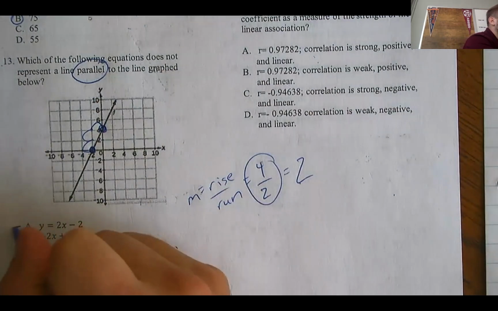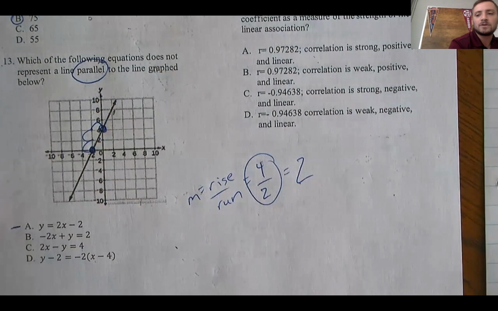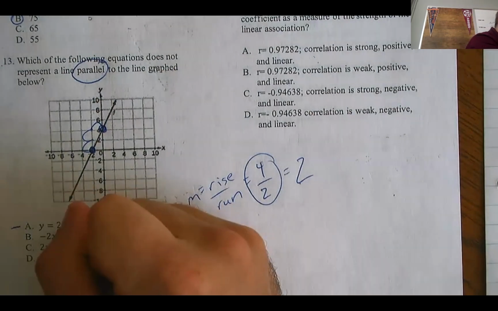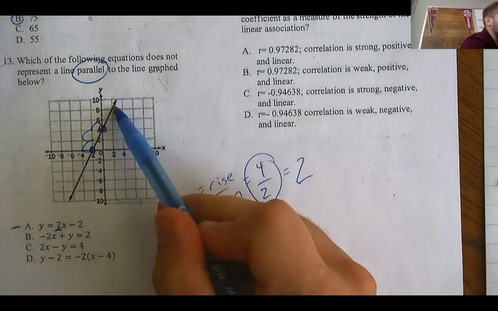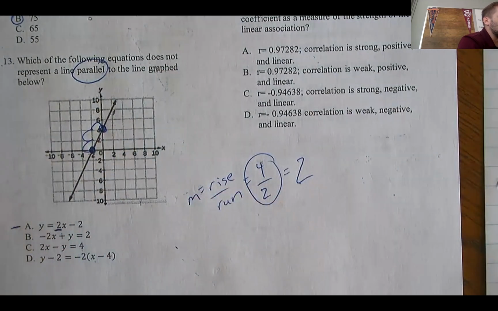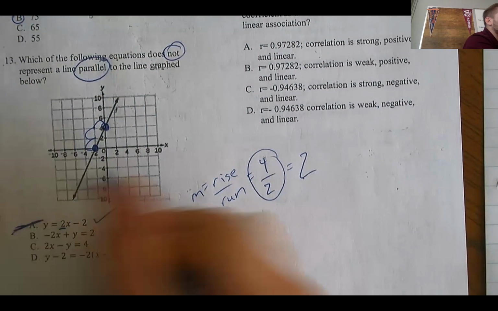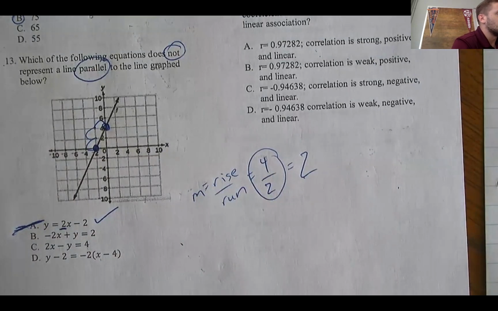Look at answer choice A. Answer choice A is in y equals mx plus b, which means it has a slope of 2. So guess what? This line has a slope of 2, which means they are parallel. But we're trying to find the one that is not parallel. So A is parallel, so that means it's not an answer choice.